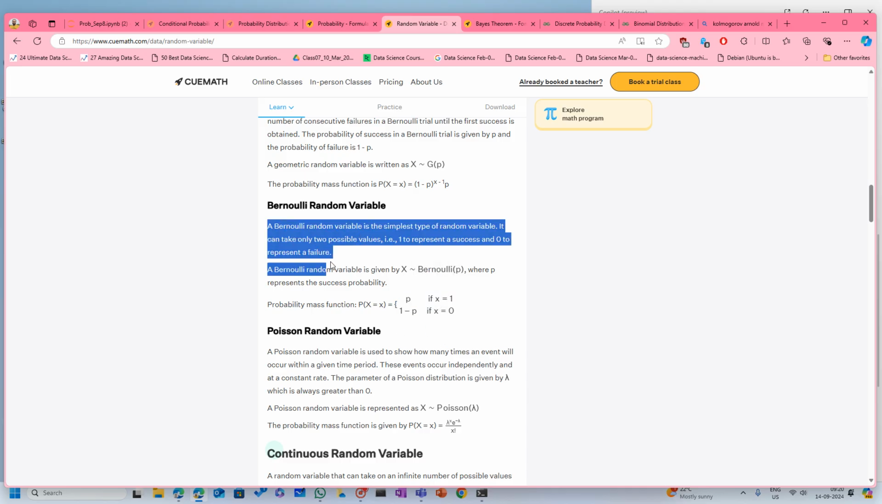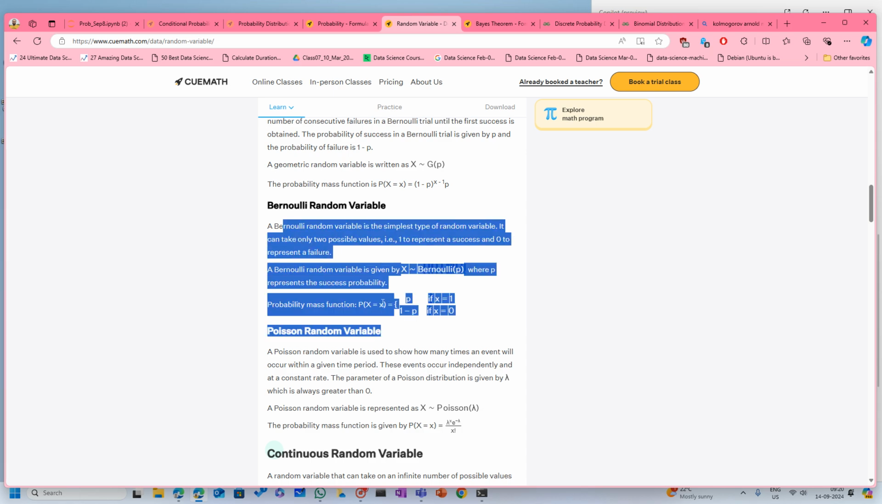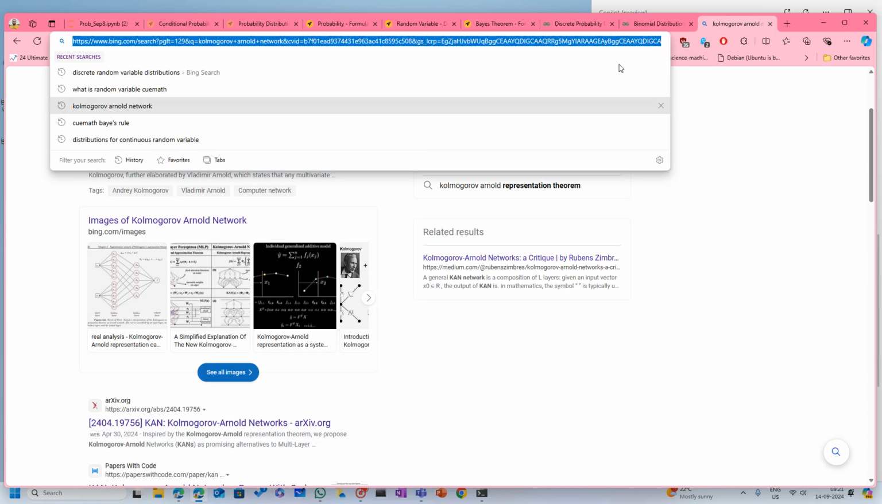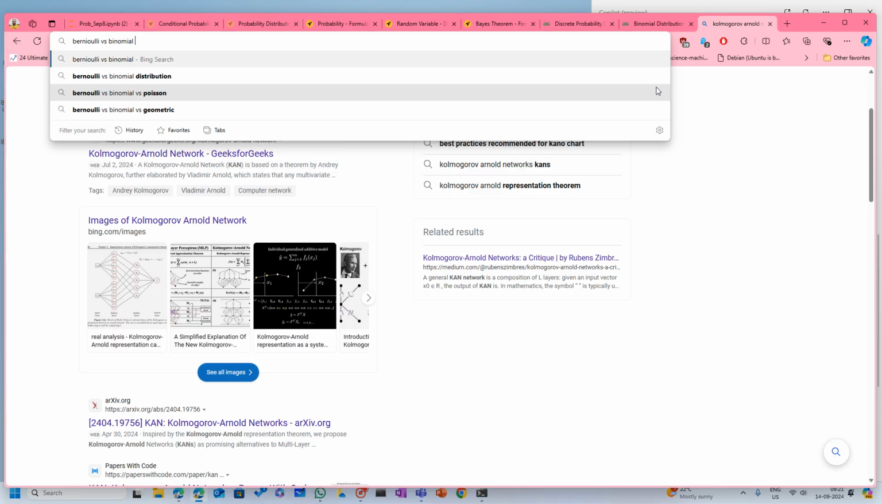For example, certain events are straightforward, right? If you toss a coin, the probability of you getting a head is 50%. And if you subtract, the probability of getting tails is again 50%, because 1 minus 50% is 50%. Here 1 represents heads, 0 represents tails. Straightforward one. That is the Bernoulli random distribution. But if you see Bernoulli versus binomial, there is a slight difference.